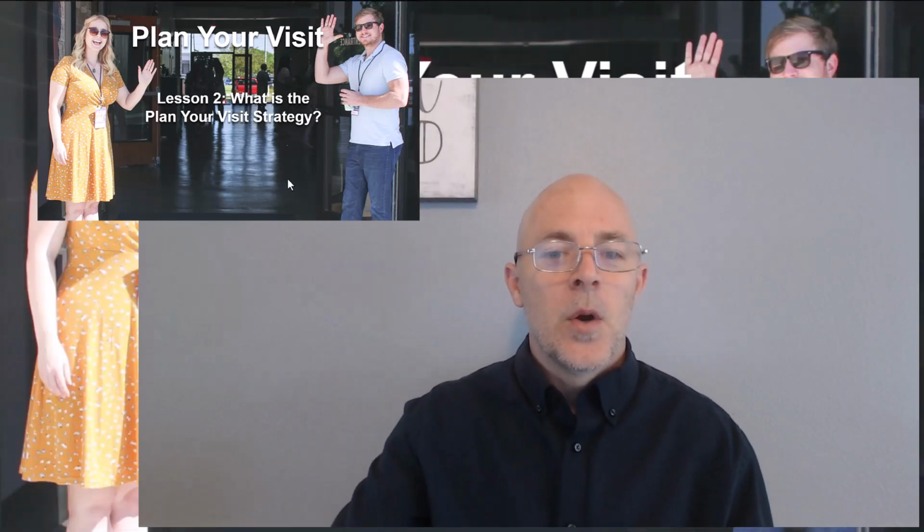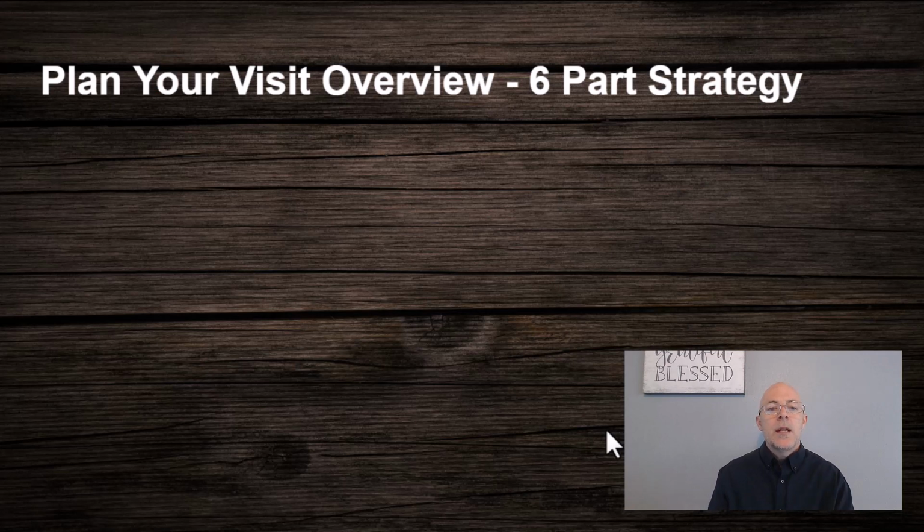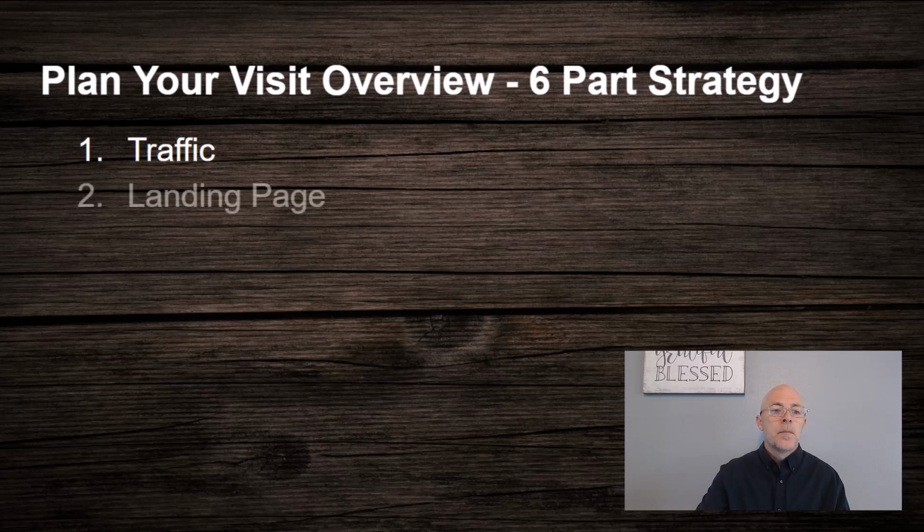All right, let's go. I'm going to start by introducing the 6 parts to the Plan Your Visit strategy, just listing them here, and then we'll go into a little bit more detail on each one of those. The 6 parts of the Plan Your Visit strategy include: part 1 is traffic. This is getting people to your website. Part 2 is the landing page, usually the Plan Your Visit page, but it can be other pages as well. Part 3 is the Plan Your Visit form. This is the form you want guests to fill out when they're planning their visit.